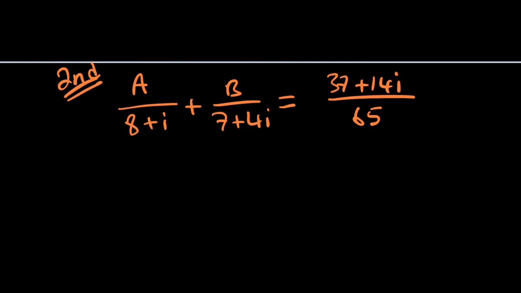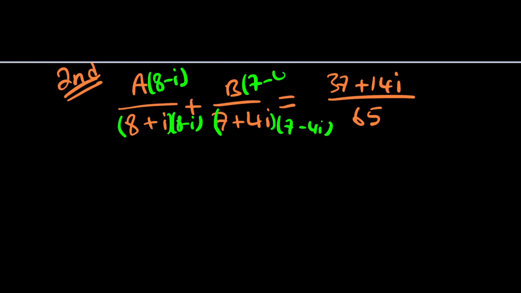But let me tell you something. Whenever you see a complex number in the denominator, eliminate it. Make it real by using the complex conjugate. What do I mean by that? So you can go ahead and multiply this by 8 minus i, and 8 minus i here. And then this one you can multiply by 7 minus 4i, and 7 minus 4i, right?